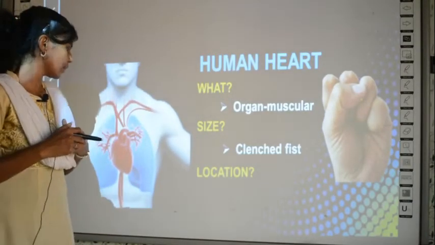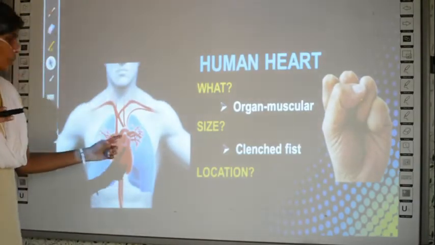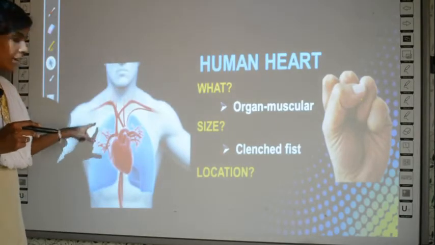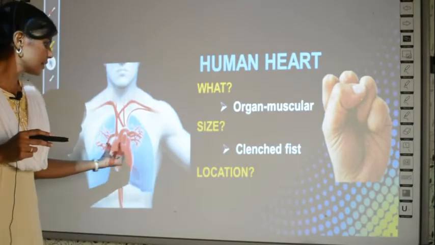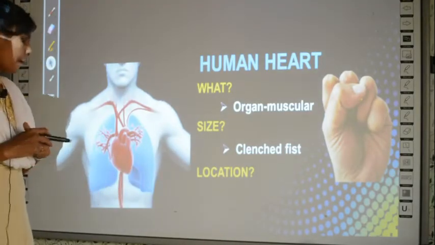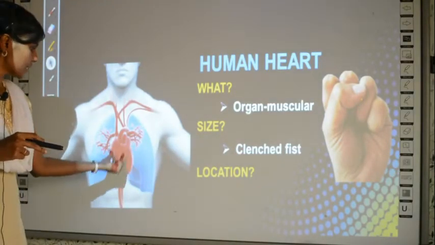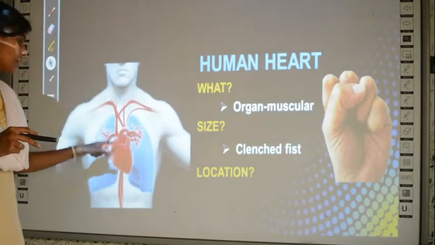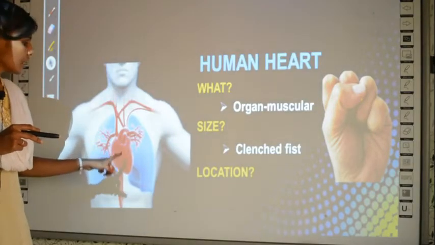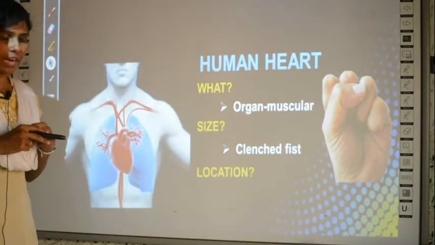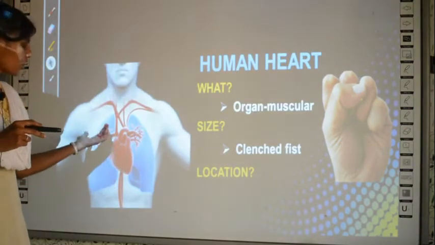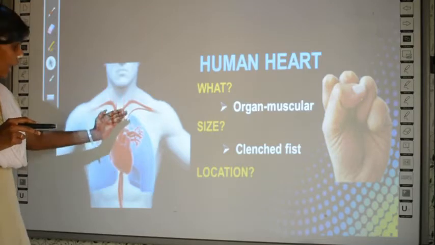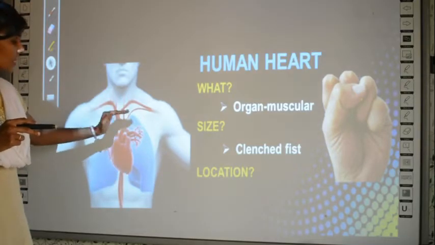Where is the heart located? You can see in this picture. What is this blue color region? This blue color region is the lungs, right? These two are the pair of lungs in the body. This is the heart. The red color one is the heart, right? So the location of the heart is in between the two lungs, and also in the upper side, the chest, right?